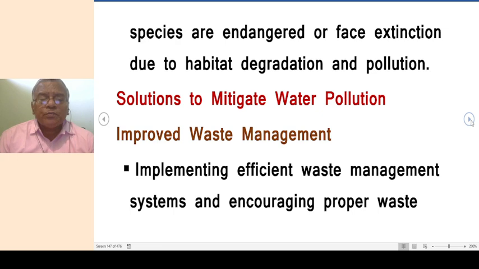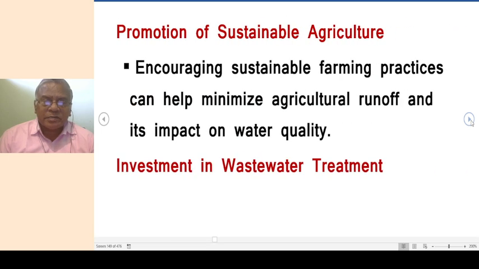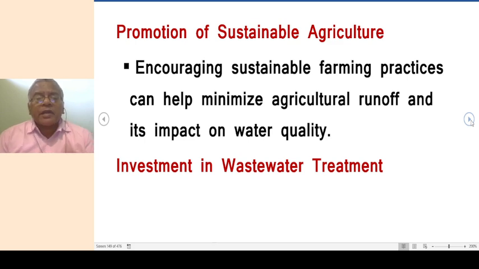What are the solutions to mitigate water pollution? Improved waste management. Implementing efficient waste management systems and encouraging proper waste disposal can significantly reduce water pollution. Strict environmental regulations. Government should enforce stringent environmental regulations to monitor and control industrial and agricultural activities. How to promote sustainable agriculture? Encouraging sustainable farming practices can help minimize agricultural runoff and its impact on water quality.